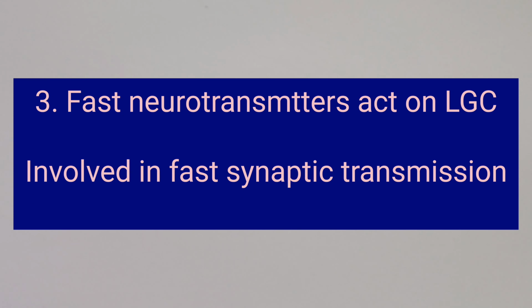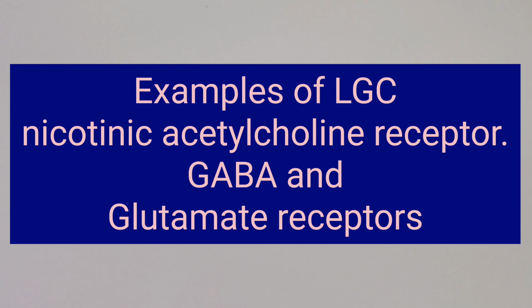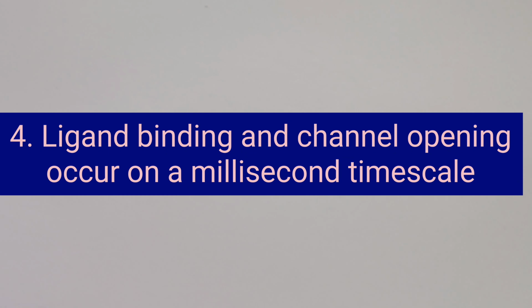Thirdly, these are the receptors on which fast neurotransmitters act. They are involved mainly in fast synaptic transmission. Examples of these receptors include nicotinic acetylcholine receptor, GABA receptor and glutamate receptor. Fourth, ligand binding and channel opening occurs on a millisecond time scale.